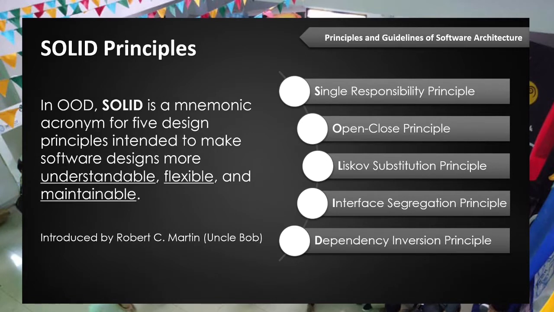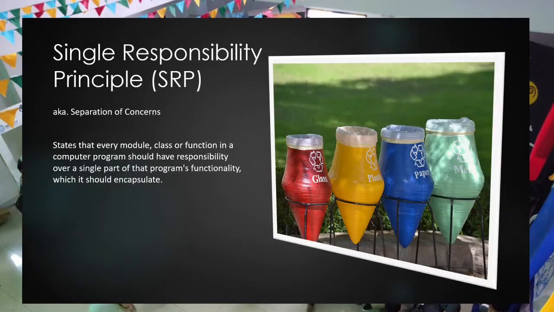Sa pag-develop ng technologies sa software development ngayon, marami nang nagawa na design principles, katulad na lang ng SOLID principles sa object-oriented development, which was introduced by Robert C. Martin. Ang SOLID principles is a mnemonic acronym for 5 design principles intended to make software designs more understandable, flexible, and maintainable. Umpisahan natin sa unang prinsipyo, ang Single Responsibility Principle or SRP, also known as Separation of Concerns.